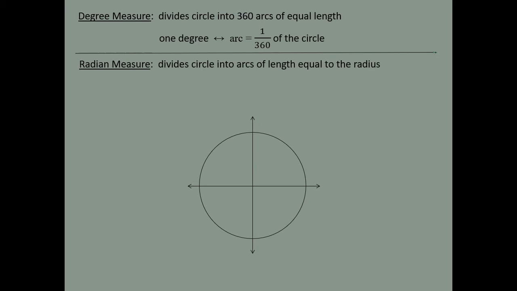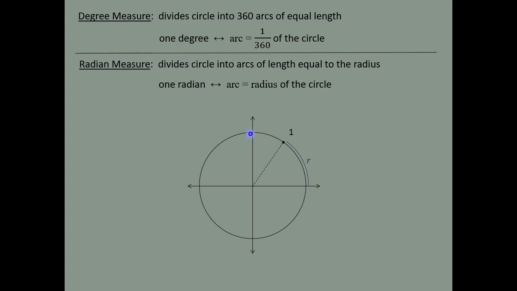In radians, we divide the circle into arcs of length equal to the radius of the circle. That means an angle of 1 radian corresponds to an arc equal to the radius of the circle. If we want to see what 1 radian looks like, we take a length equal to the radius of the circle, and we trace that length along the circumference of the circle. That arc will correspond to an angle with a radian measure of 1.